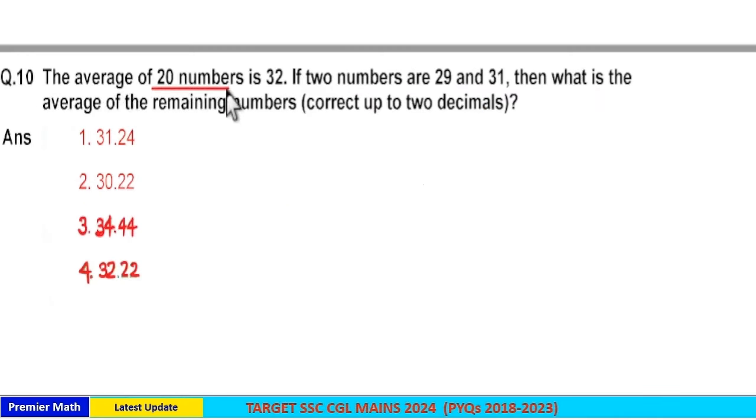The average of 20 numbers is 32. If two numbers are 29 and 31, then what is the average of the remaining numbers?